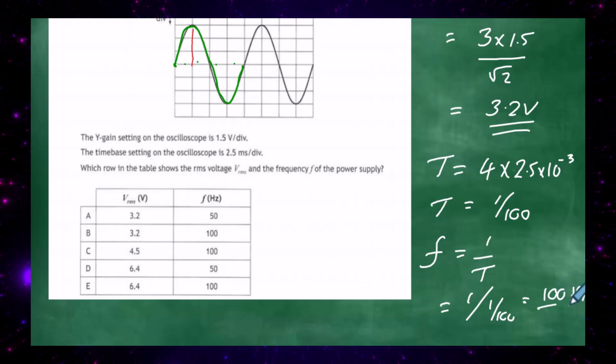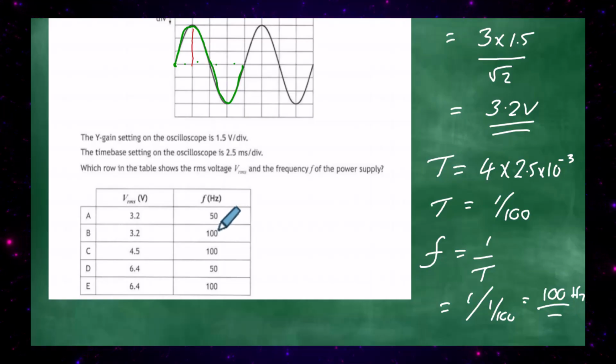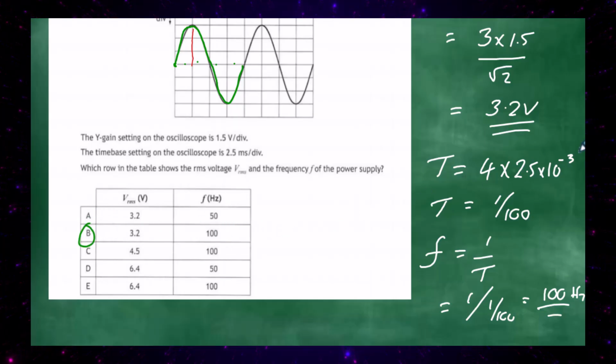So we're looking for a frequency of 100 Hertz and a V RMS of 3.2 volts. 100, it's got to be this one here. It's got to be answer B.